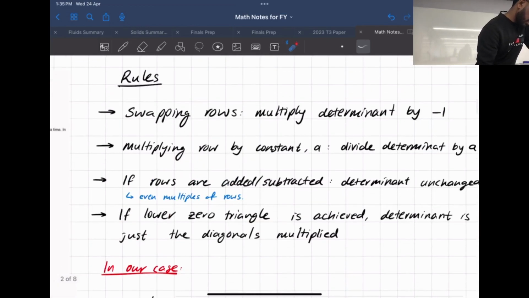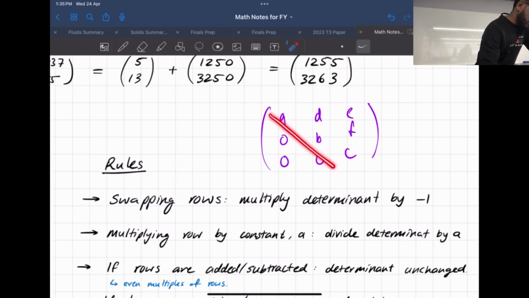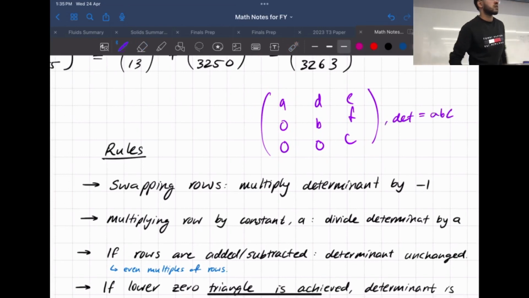And then when we get a lower zero triangle, what that just means is that if you have a matrix like this, A, B, C, 0, 0, 0, 0, 0, D, E, F. If we have a zero triangle, our determinant will just be the diagonals multiplied together. So in this case, our determinant will be A, B, C. Right.